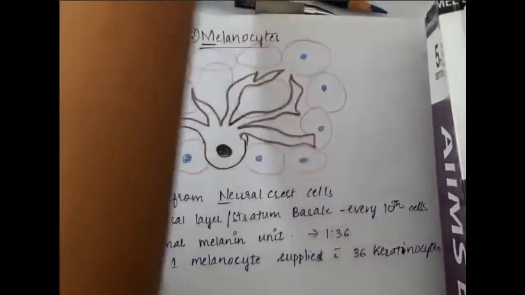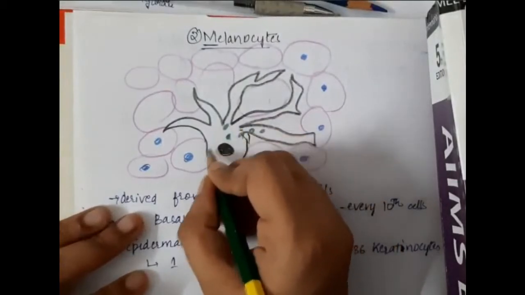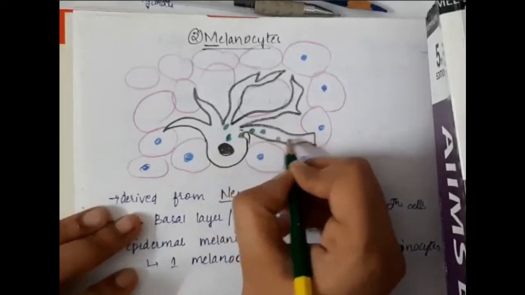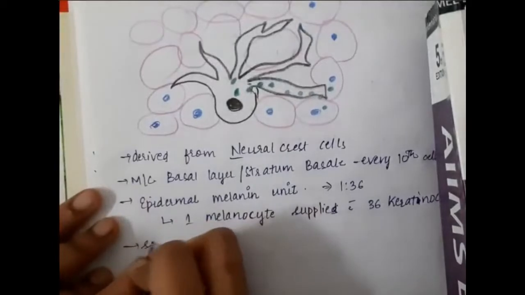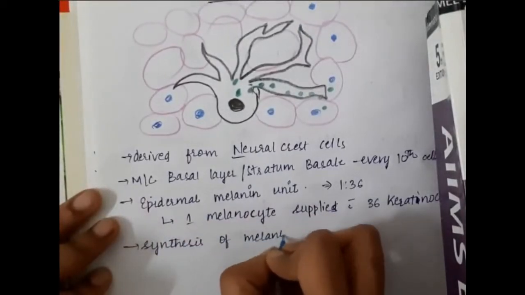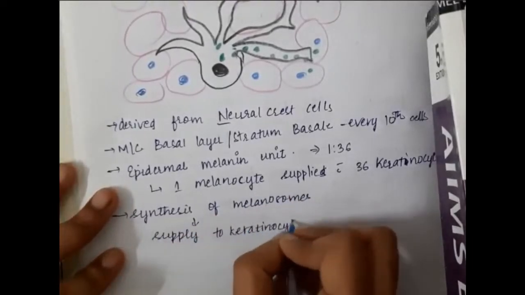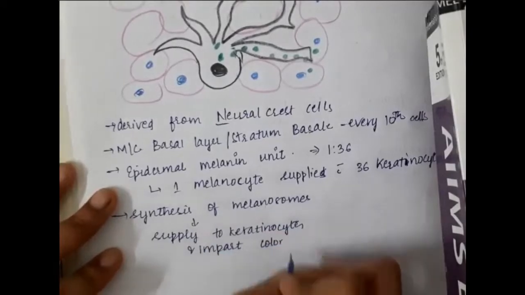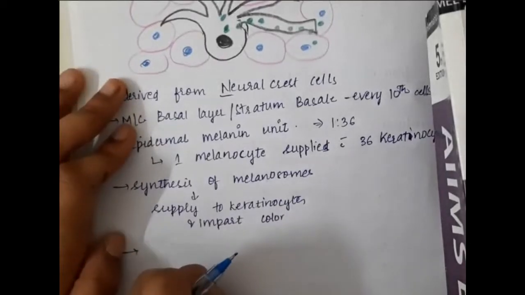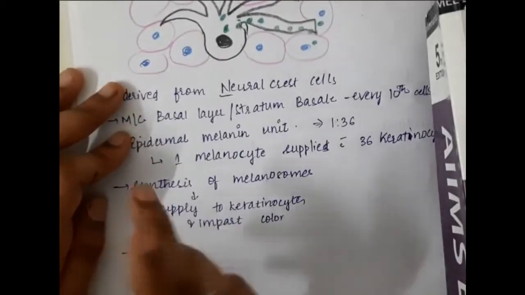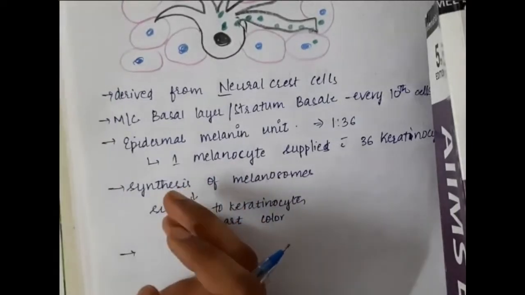Then the next important thing: the melanocytes help in the synthesis of melanosomes. Once melanosomes are synthesized, they travel through the dendritic processes and reach the keratinocytes. So the synthesis of melanosomes occurs in melanocytes, and these are supplied to the keratinocytes, and this imparts the color to the skin. That is the reason different shades of skin color are present in different people, depending mainly on the melanosomes.